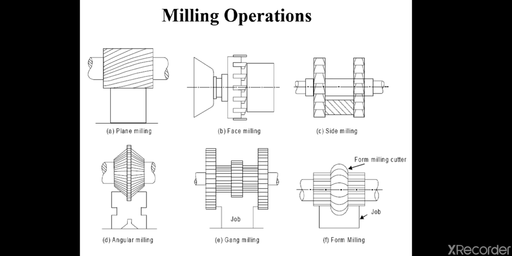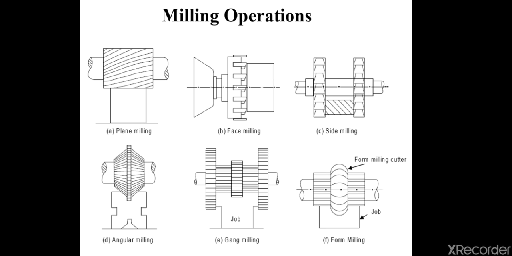In last lecture we covered milling methods. Today we are going to discuss milling operations. Milling operations means what type of material can be removed from the workpiece. There are different operations that can be performed on a milling machine.